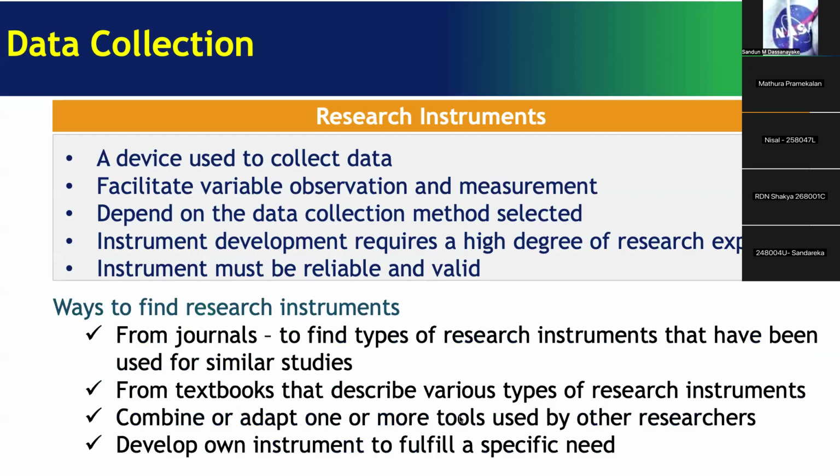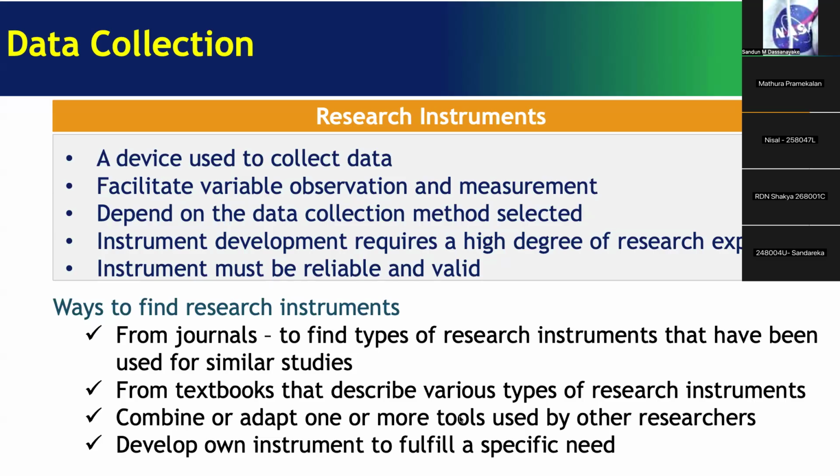So, ways to find research instruments: you can find them from journals. You have to read the papers related to your area. That's the easiest way, because if they have published that research, that means the method or the instrument that you are going to use is applicable, because it has already been applied. So from journals is the best way. Then from textbooks that describe various types of research instruments.